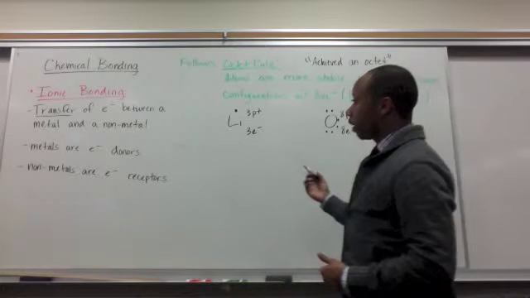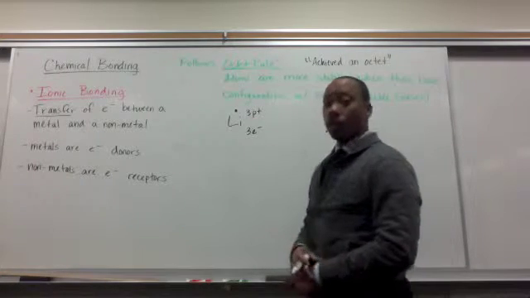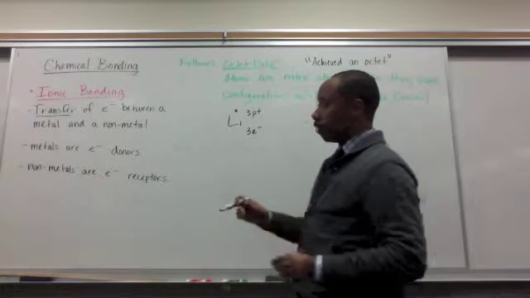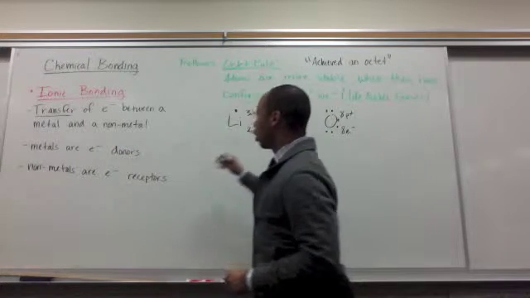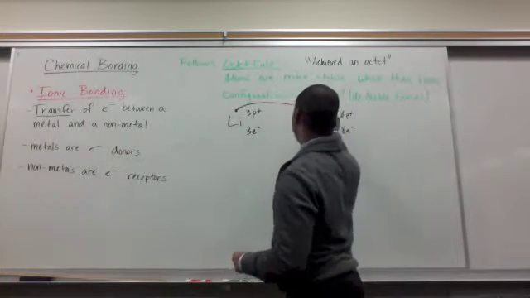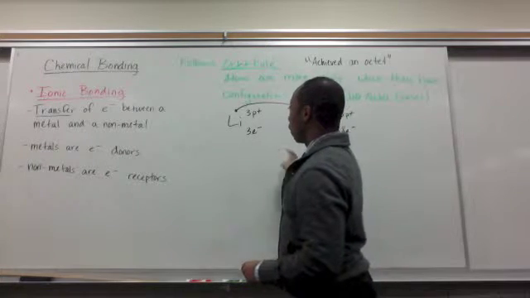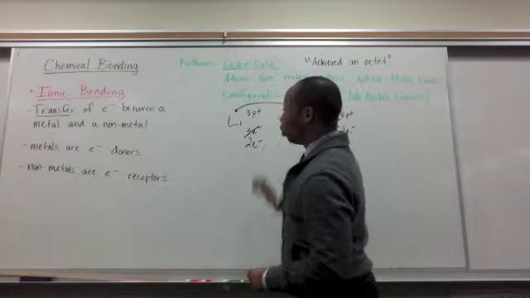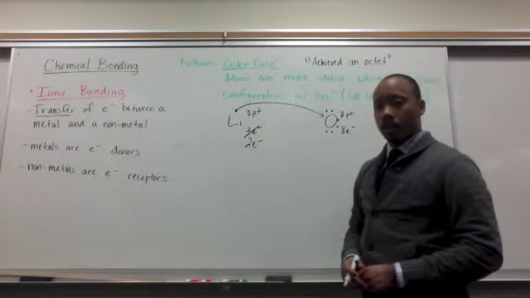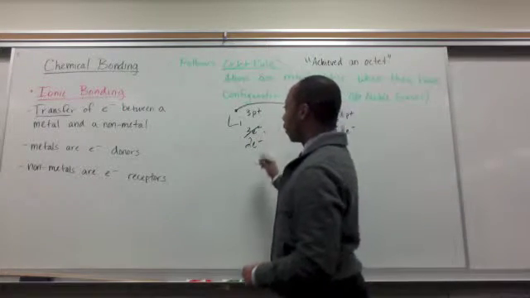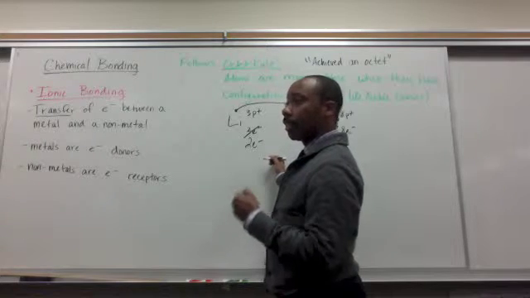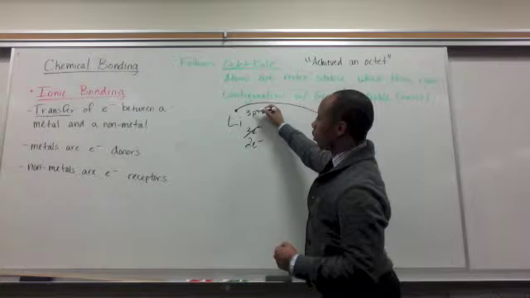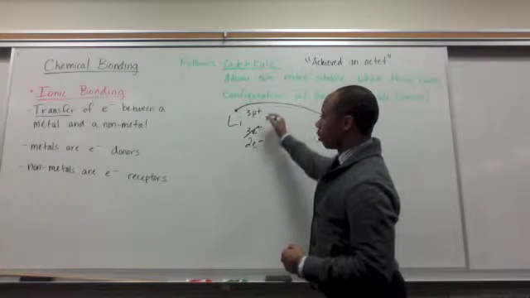Now, lithium has 1 valence electron, so it's going to give 1 valence electron. It's going to donate that to the oxygen. When it does so, lithium loses an electron. So it went from 3 electrons to 2 electrons. In doing so, it becomes Li plus, lithium 1 plus, because I have 1 more positive proton than I do negative electrons. It's 3 to 2.